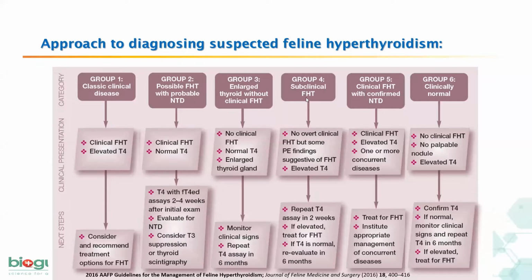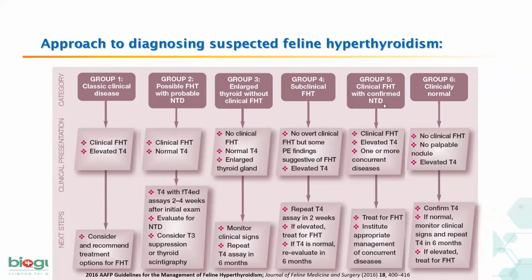In group 4, you will see some of the symptoms for hyperthyroidism, but still you are not sure whether it's hyperthyroidism or not. However, you will see a mild elevation of T4 levels. So to further confirm with the symptoms and the elevated levels of T4, you have to repeat the T4 test here, and if the T4 levels are normal, then you need to retest after 6 months to further confirm the presence of hyperthyroidism.